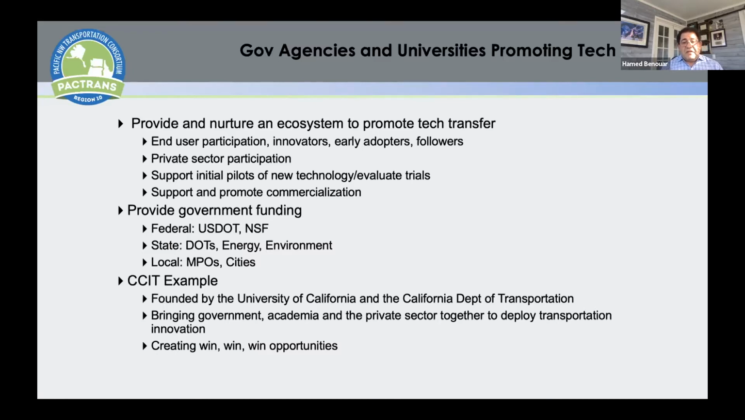and also as the chief traffic engineer, the chief of the division of traffic operations within Caltrans. We were funding a lot of research, millions of dollars of research, and a lot of it sits on the shelves and never gets implemented, and there's really no concerted effort to take that technology and try to implement it. So I thought that a center that can bring government, academia, and the private sector together can really provide that ecosystem that can deploy transportation innovation.